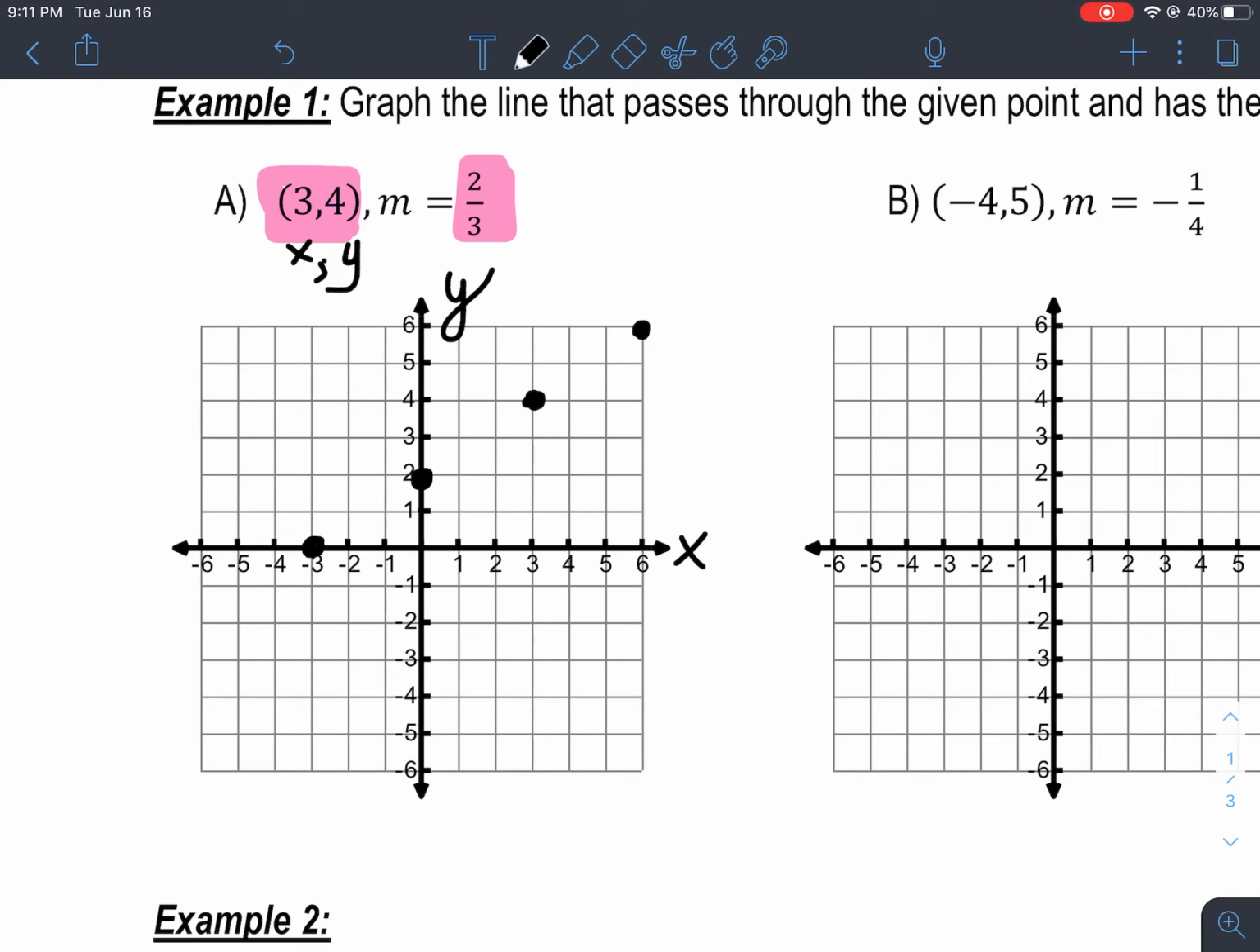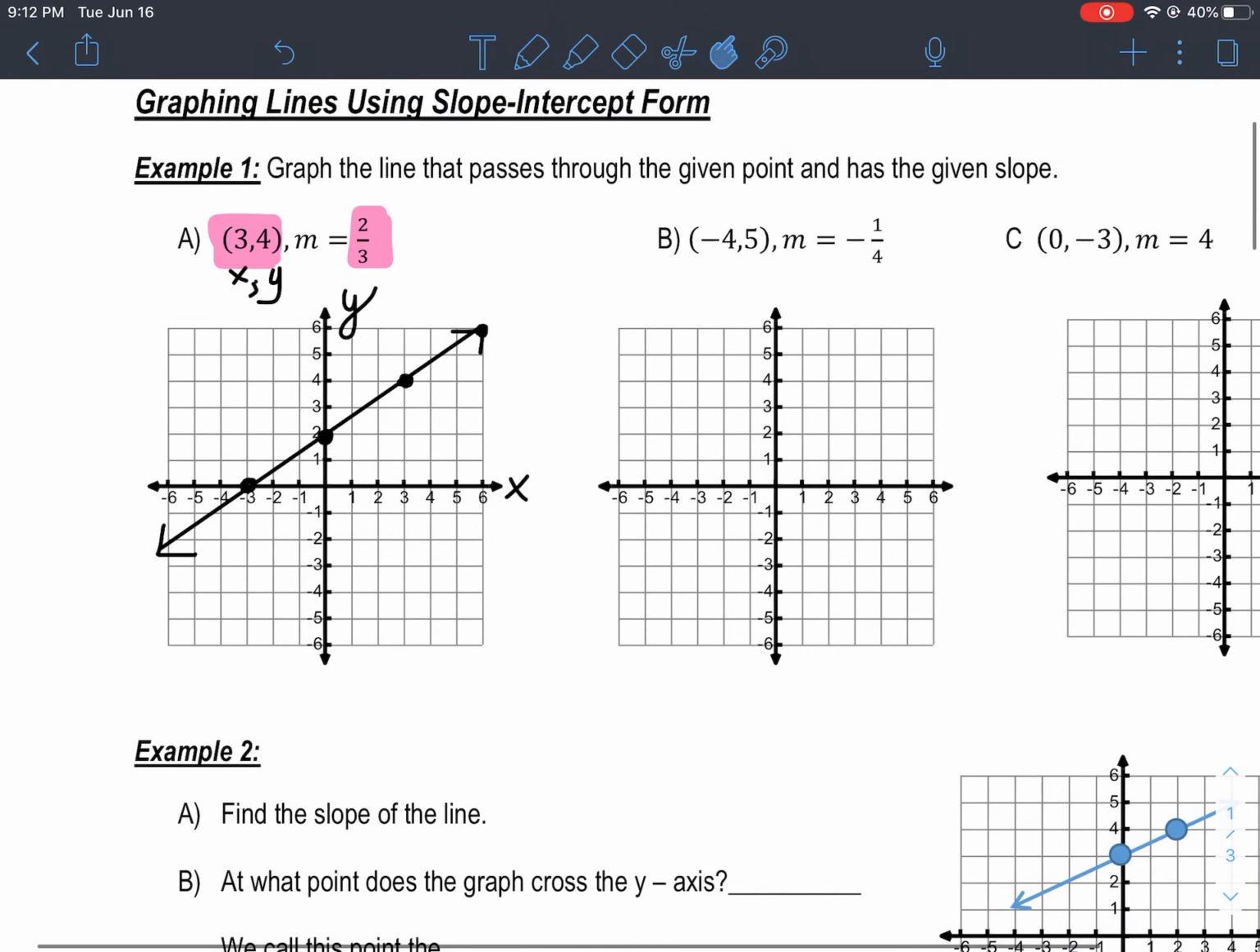And now that we have enough points to cover basically the whole XY plane, we are going to connect our dots. And there's our graph of our line. It goes through the point 3, 4, and we have a slope of 2 over 3.